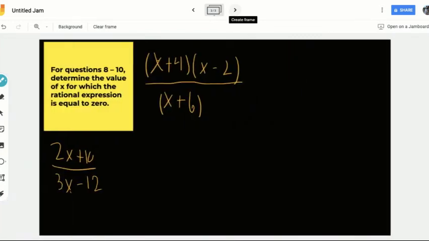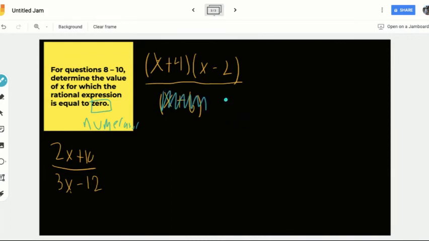For questions 8 through 10, determine the value of x for which the rational expression is equal to 0. So before, when we were undefined, we were talking about the denominator. Now when we want the rational expression to equal 0, now we're talking about the numerator. Okay, let's pull this one out. So numerator, that means I don't care about the denominator.